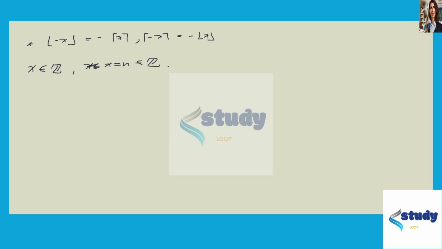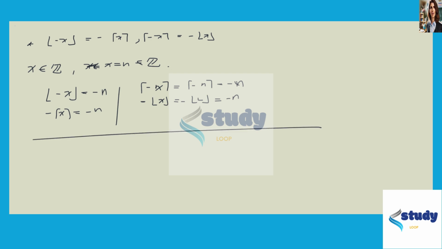Then these equalities apply very naturally, because negative x is just negative n, and then negative ceiling of x is also just negative n. Now, ceiling of negative x is just ceiling of minus n, so that's just minus n, and negative floor of x is just negative floor of n. This is just minus n. This is an n. So the equality naturally applies when x is an integer.